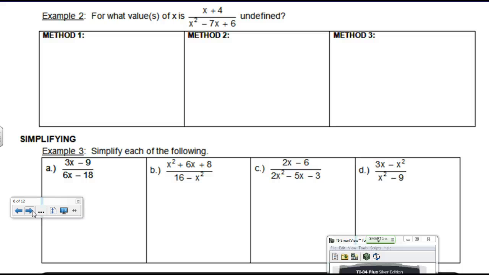Problem number 2. For what values of x is (x + 4) over (x squared minus 7x plus 6) undefined? So again, we have our 3 methods. Method 1 is you can remember that when the denominator is 0, that's going to be our problem. So you can solve this quadratic any way you want: factoring, completing the square, quadratic formula. I'm going to go with factoring if it is possible.